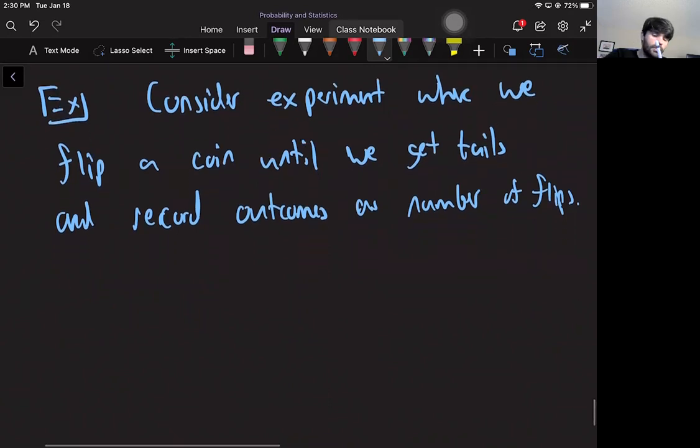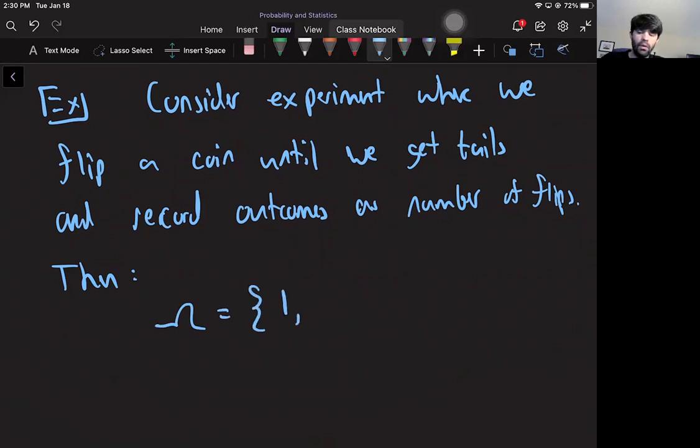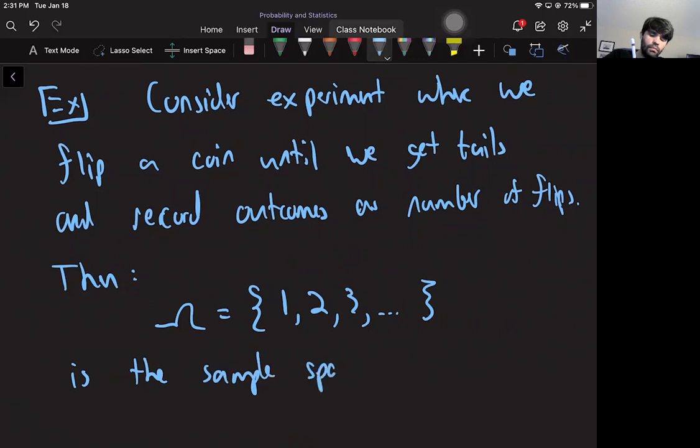So then what's my sample space? Well, I could flip a tail on the first try. So that would mean it only took me 1 flip. Or I could not get it on the first try, but I get it on the second try. Or I don't get it on the first 2 tries, but I get it on the third try, and so on like that. So you get this infinitely big sample space where any positive number could be the number of flips until you get a tail. So this is the sample space. So it's countably infinite.